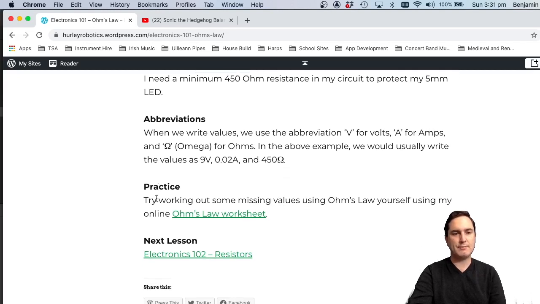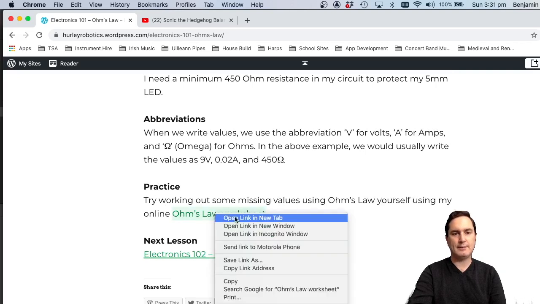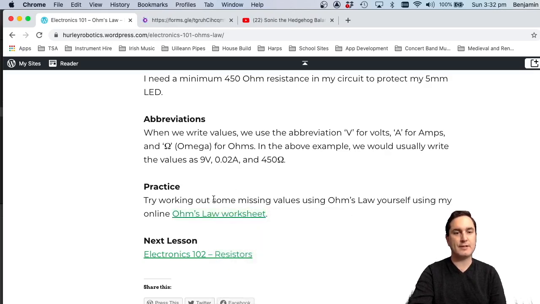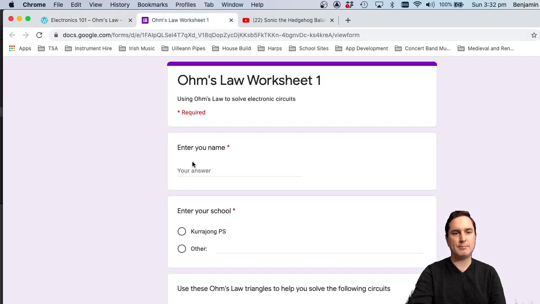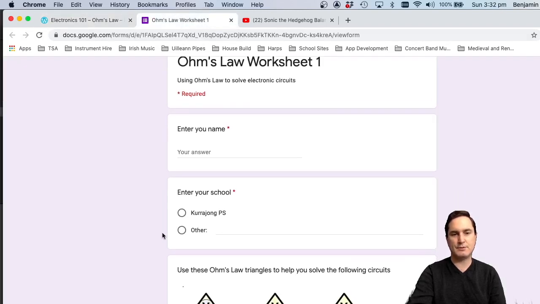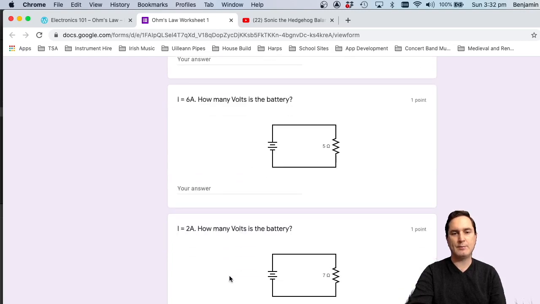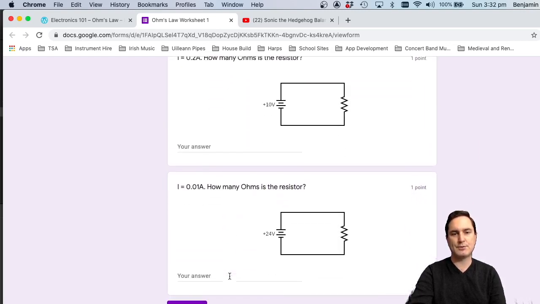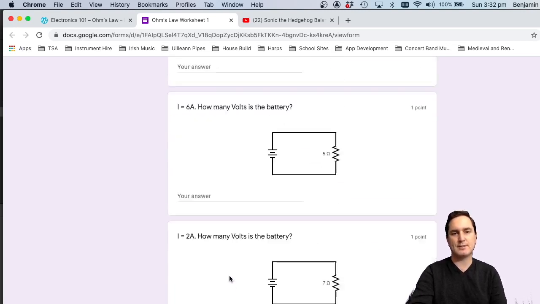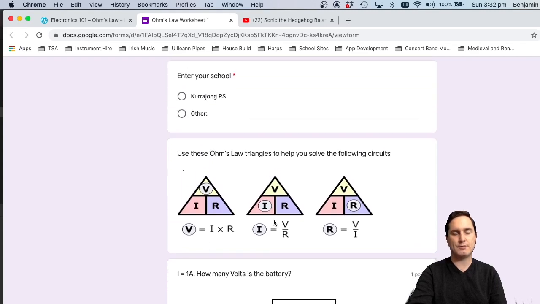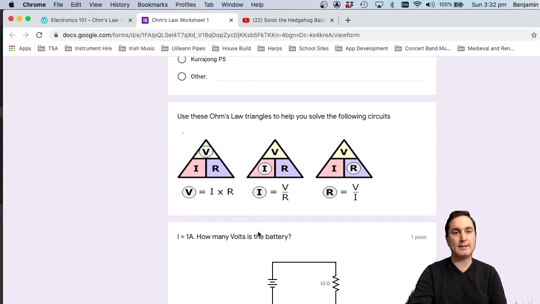Okay, so I've made up a Google form with a few extra examples that you can have a go at. And here we are over here. You can pop your name and your school in here if you're from a school. I've given you the diagrams here with the three versions of the formula so you can see it pretty quick. And we've got 9 examples with different values so you can practice figuring out which one of these formulas we need to look up and then working out your answer.